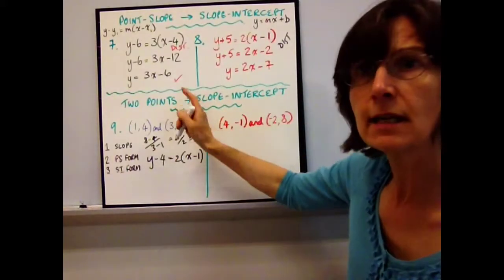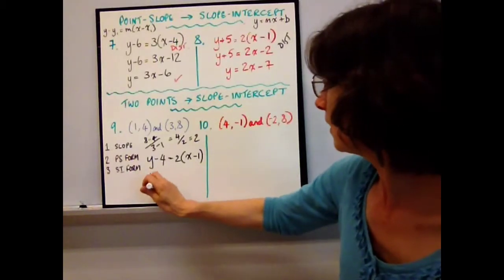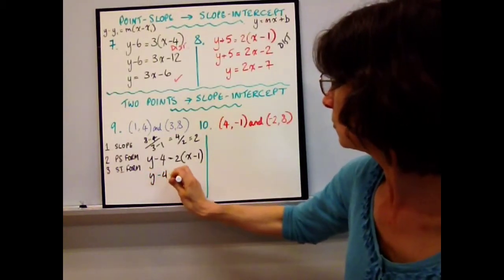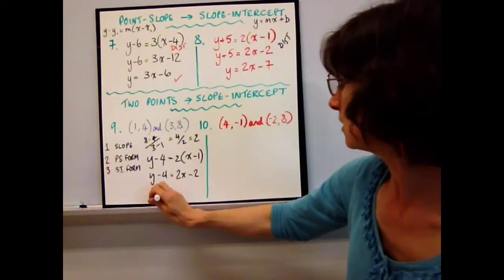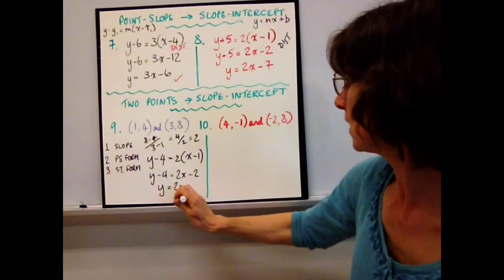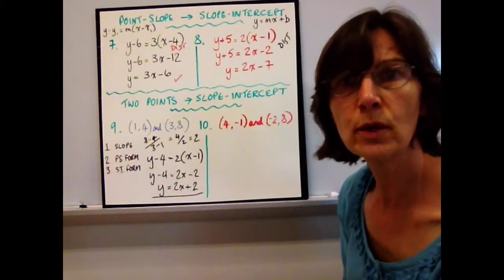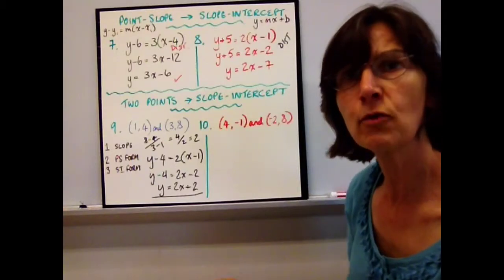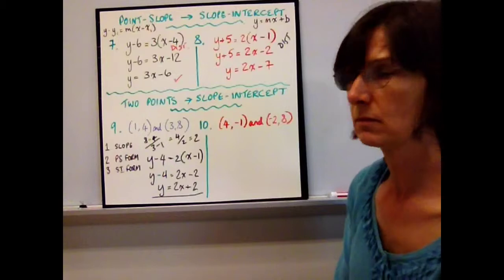So using the technique we had up here, we're just going to distribute and rearrange. So we will have y minus 4 equals 2x minus 2. Add 4 to both sides, giving us y equals 2x plus 2. There we go. So 2 points, not a problem. And before we used point-slope form, we wouldn't have been able to get into slope-intercept form.